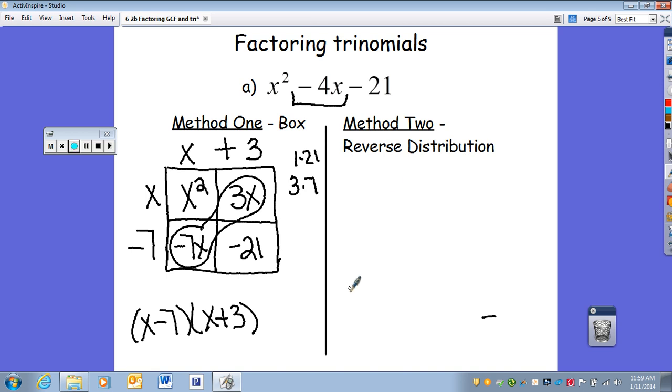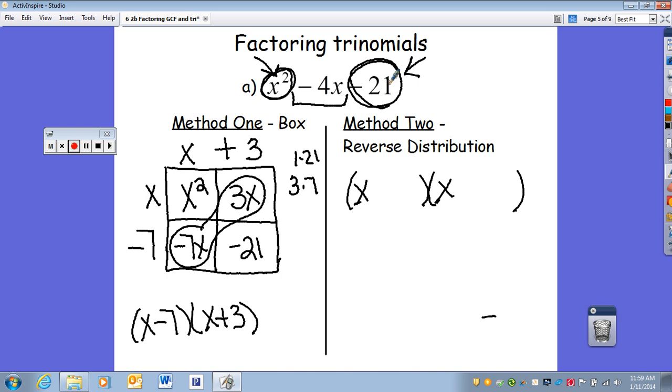Now the reverse distribution method goes like this. I set up my two sets of parentheses just like we did when we used the distributive method. And I say to myself, what can I multiply together that gives me x squared? And that would be x times x. And then I say to myself, what can I multiply together that gives me negative 21? So when I multiply the two, I get negative 21, but when I add them together, I get negative 4. That would be a negative 7 and a positive 3.